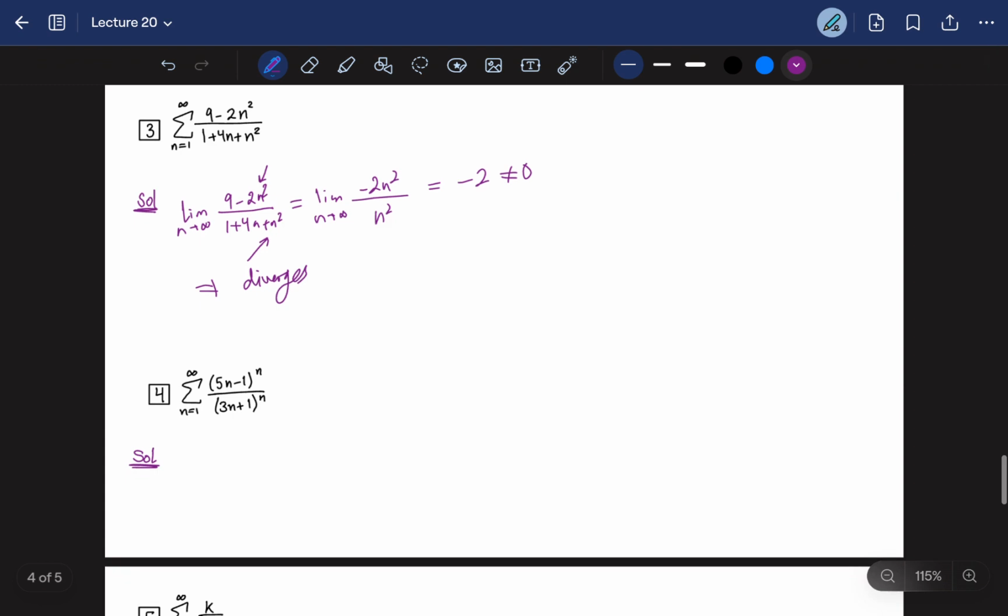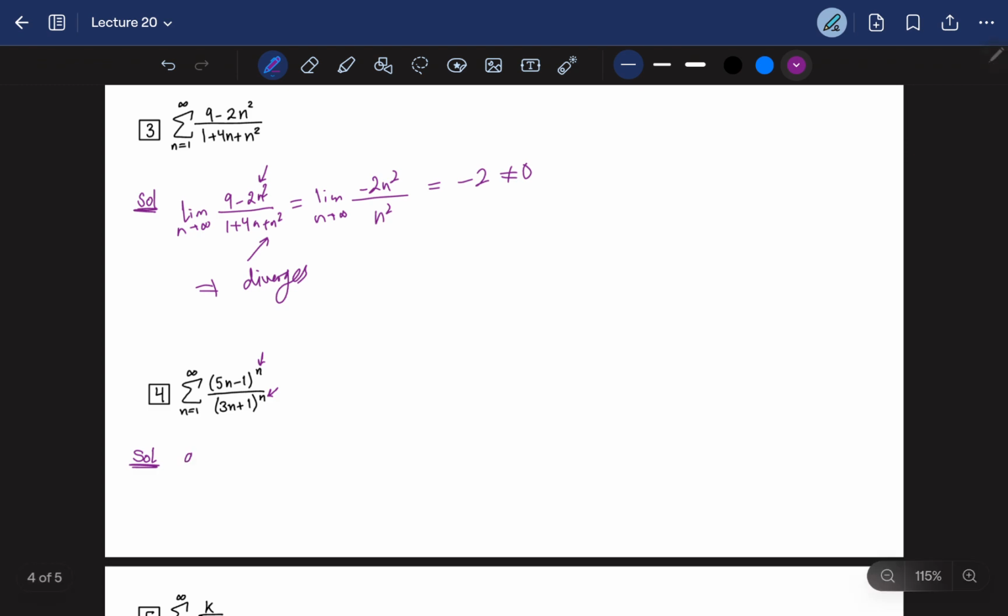Okay, how about number 4? Look at number 4. What do you notice? We have n and n in the exponent. So here I can skip directly to the step where I either use the ratio or the root test. Now, since I have an exponent of degree n, I think about the root test first.